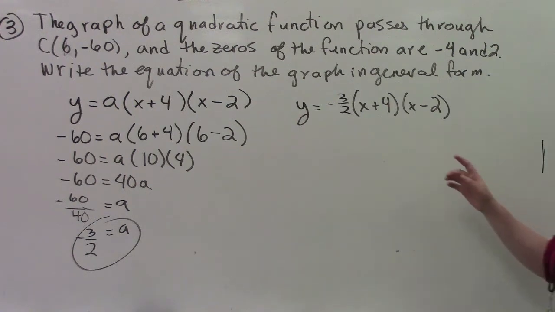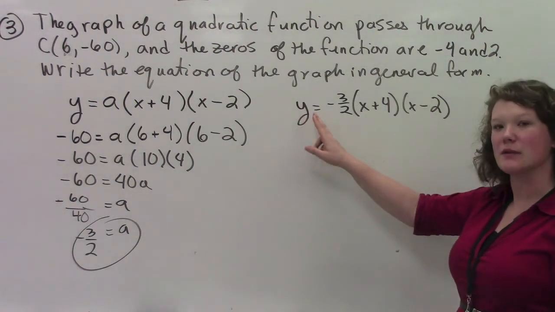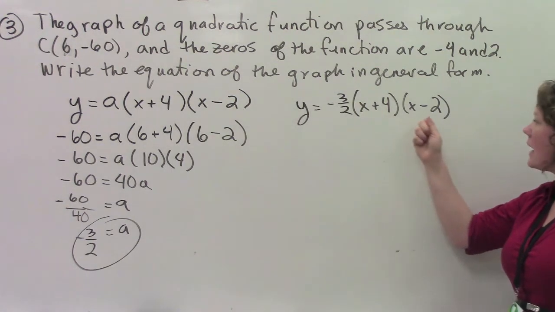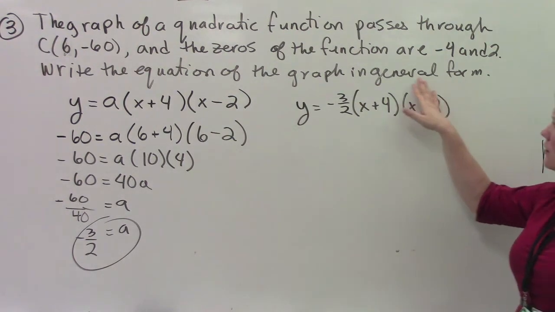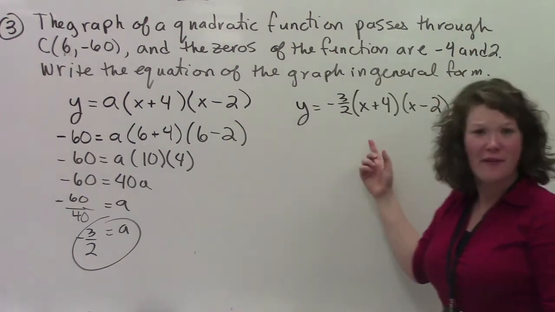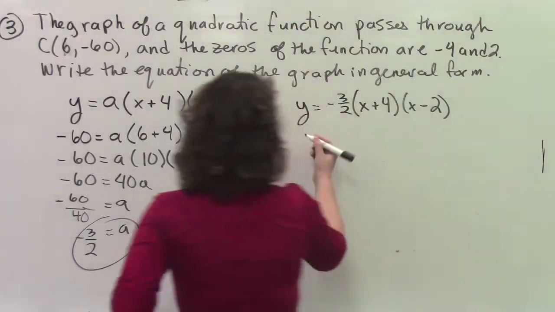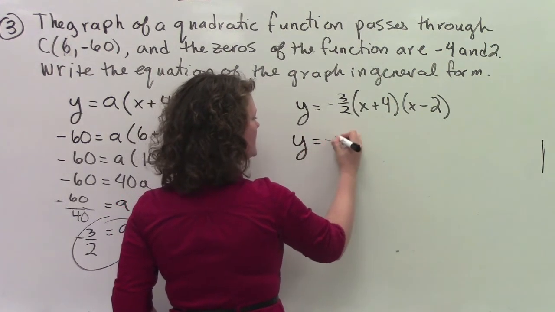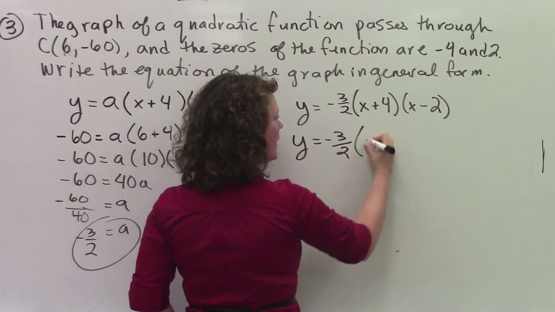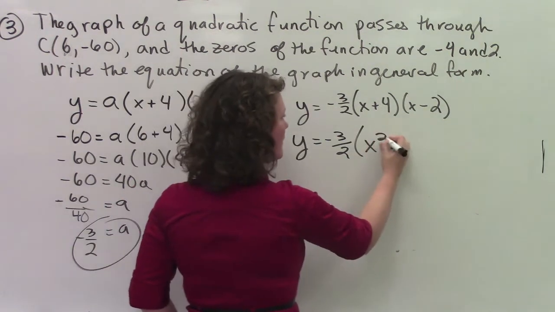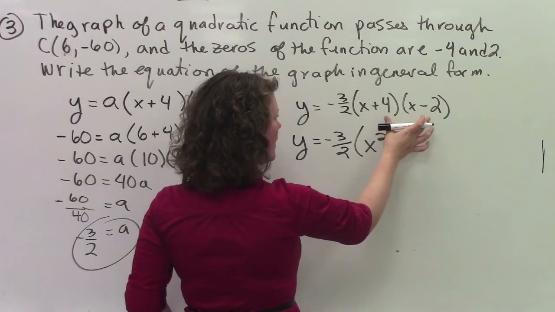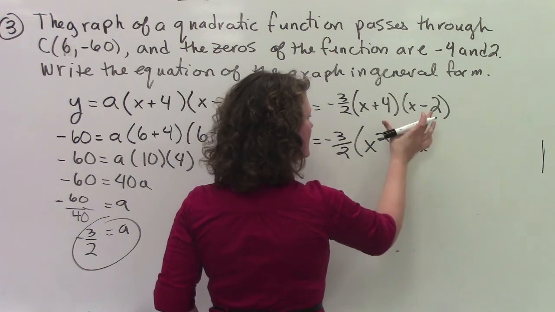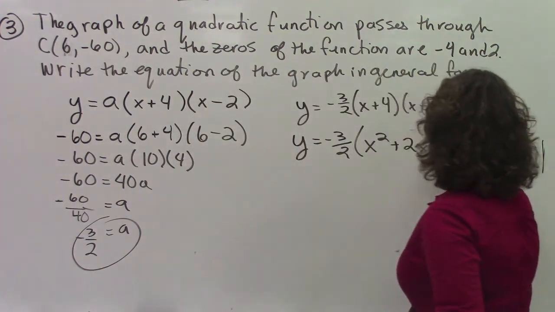So what this is telling me is that if y equals 0, my x-intercepts are at negative 4 and at positive 2. But we want it in the general form, not the factored form. So I need to expand this into a trinomial. Y equals negative 3 over 2 x squared. They add up to plus 2x. They multiply out to negative 8.